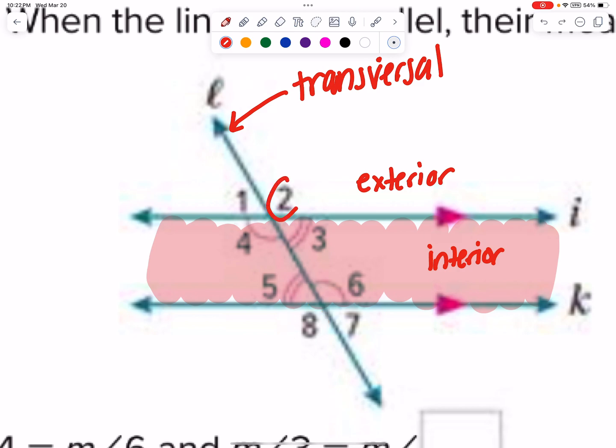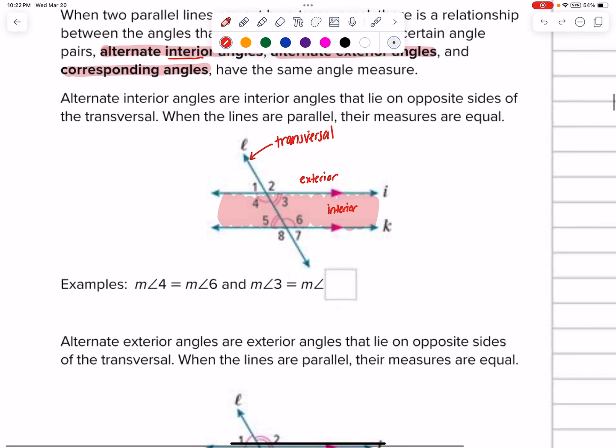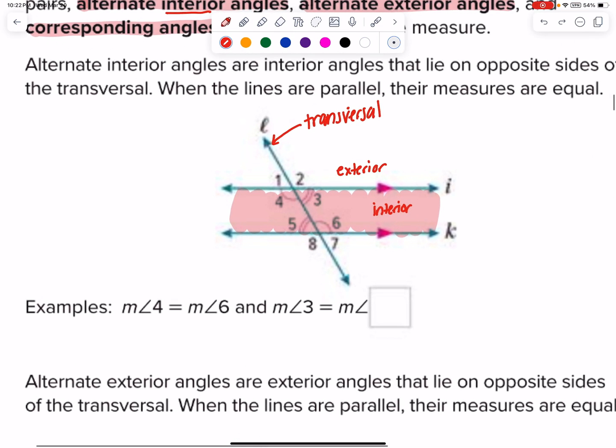Why can't it be 1? Well, that's not alternate exterior because we know that these are supplementary angles. They make 180 degrees, so that can't be alternate exterior. These ones are alternate exterior. All right, so let's go ahead and move on now. We can see that angle 4 equals angle 6. So here's my alternate interior.